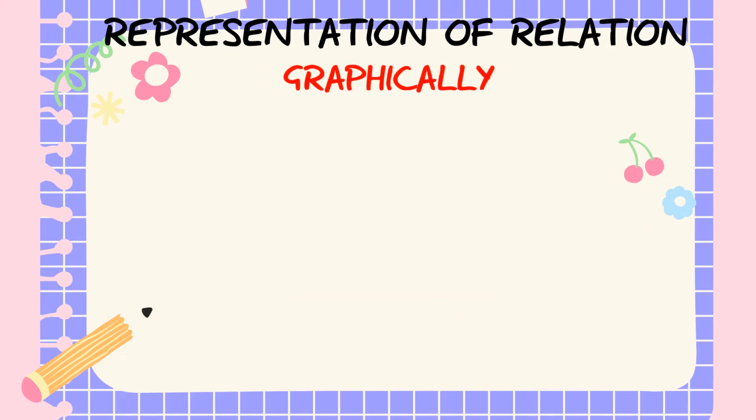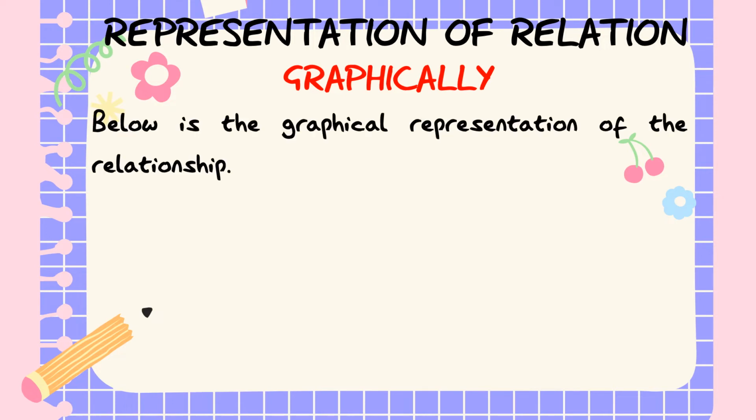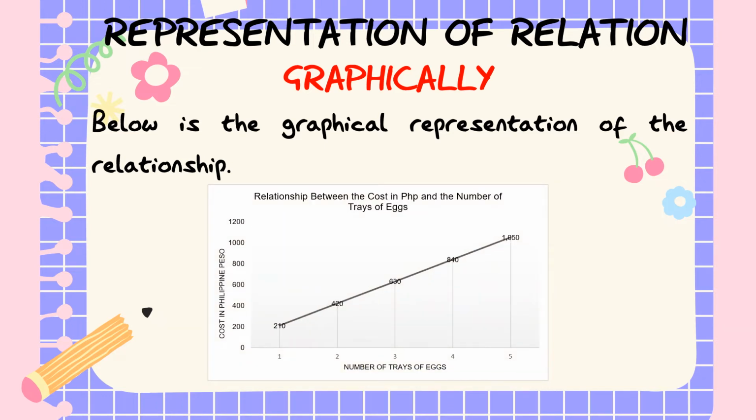Now, let's have the representation of relation graphically. Below is the graphical representation of the relationship. So you can see there, the x-axis represents the number of trays, and the vertical line or the y-axis represents the cost per tray.